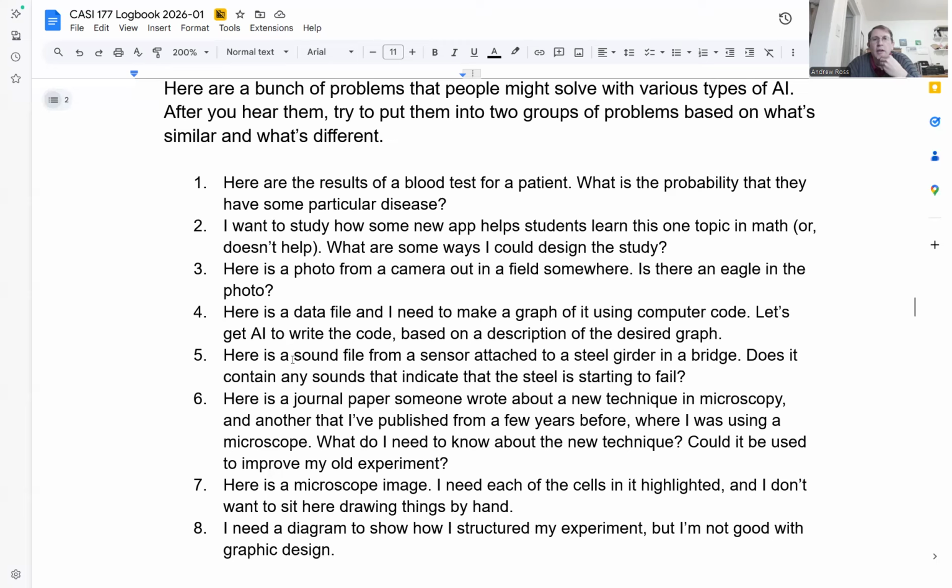Another one could be that, like I said in the previous video, we've attached a sensor to a steel girder on a bridge, and it makes kind of creaking sounds, but are they regular creaking sounds, or are they creaking sounds that are starting to indicate failure?